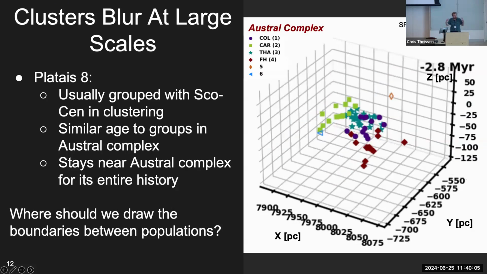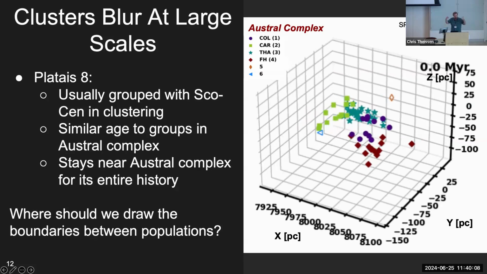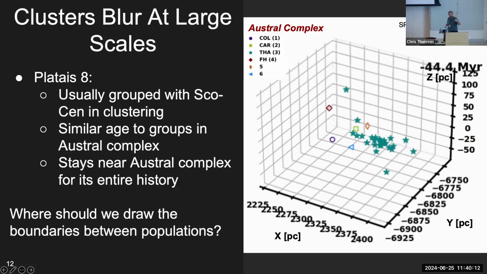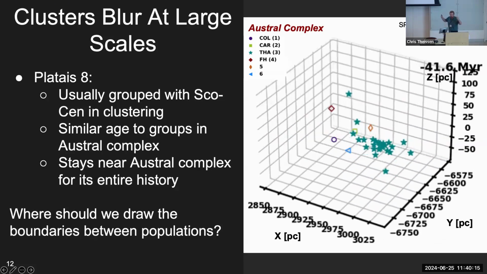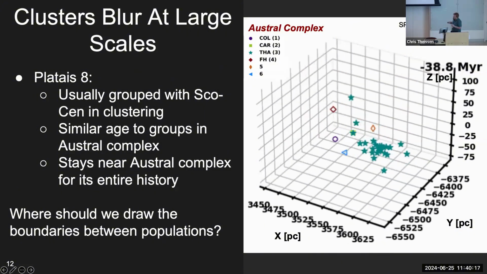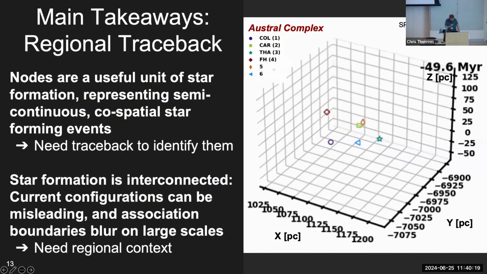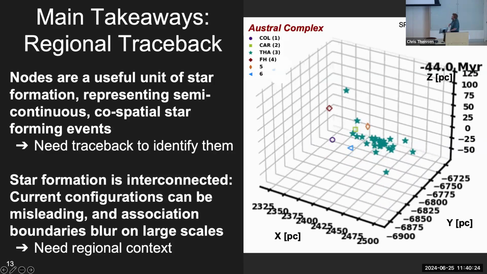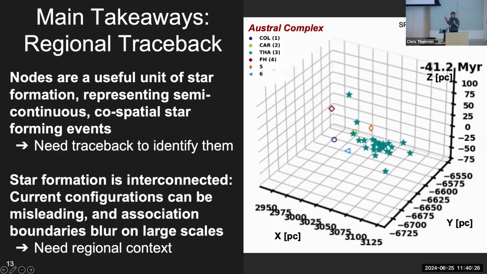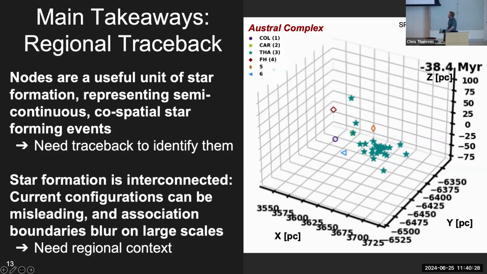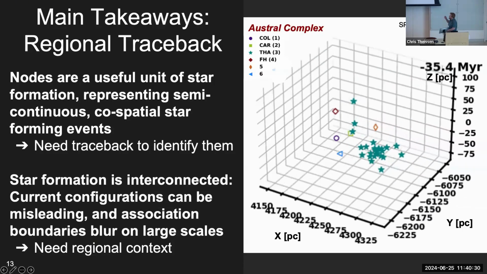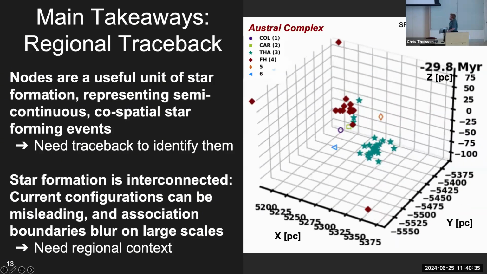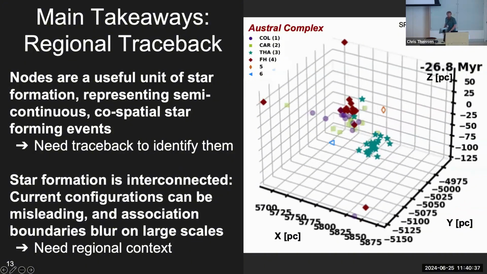So we start to realize that when we go to large enough scales, we keep seeing structure all the way up. So it might not be good enough to just do these regional studies on individual populations. We might have to expand to larger scales to really fully understand what's going on. And so just to briefly summarize this regional traceback part of the talk: we're getting this emergence of nodes as a very useful unit of star formation, representing the semi-continuous co-spatial star forming events that can last for nearly 10 million years each. And we appear to need traceback to identify them.